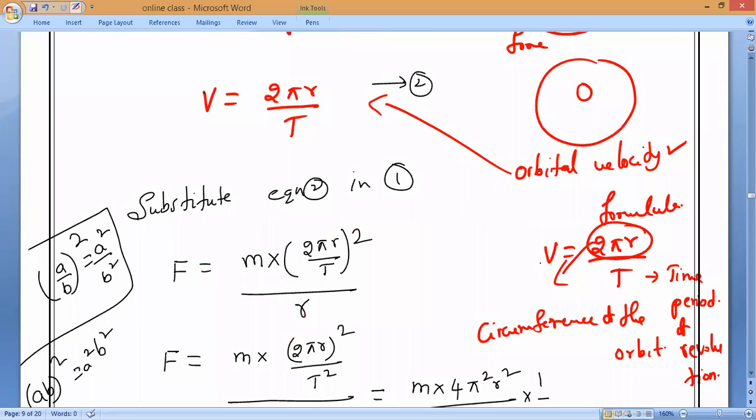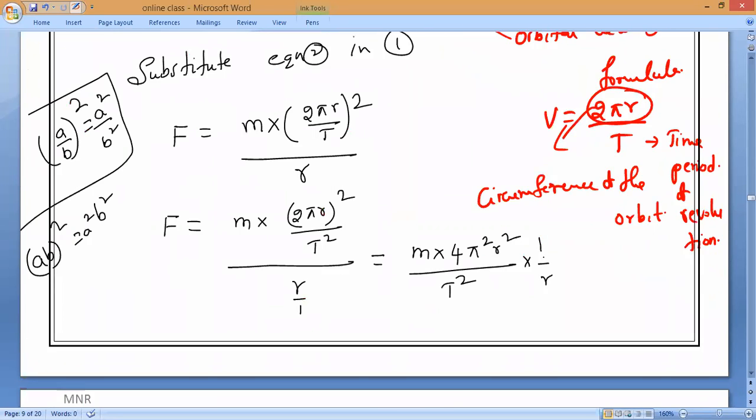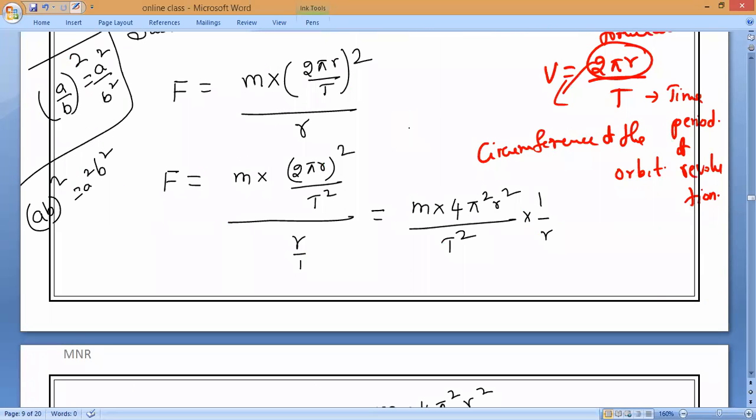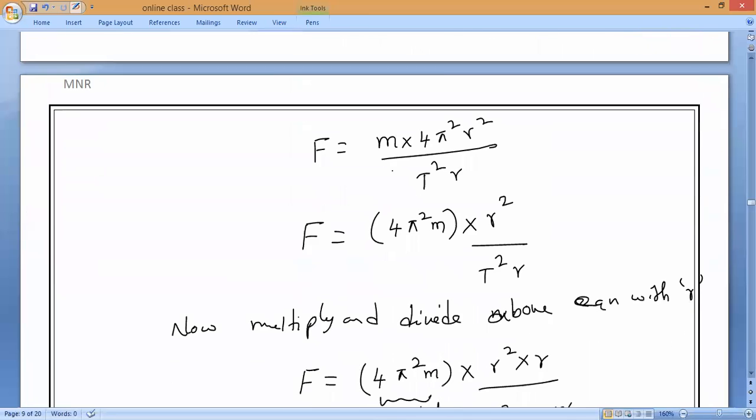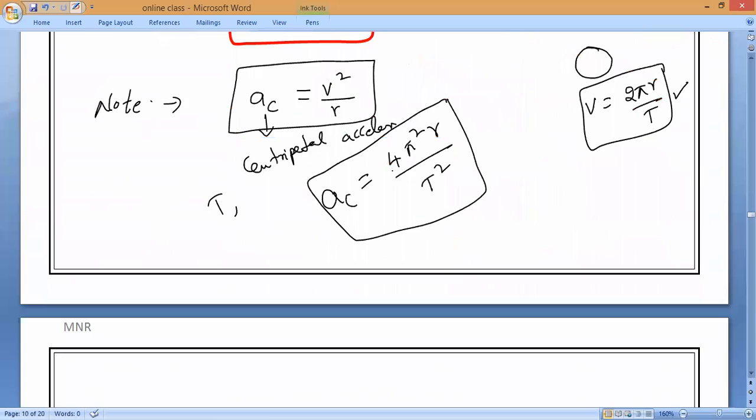Hope everybody understands this. Any doubt? Anybody can ask me. These are the two methods, and you can learn whichever is easy for you. This is how Newton gets the inverse square law from Kepler's third law of planetary motion. Is it okay, guys? Yes, sir. Any doubt, anybody can ask me, or else you can solve. So this is all about it. I will send the PDF also. Please learn. Most of them will face difficulty to understand.